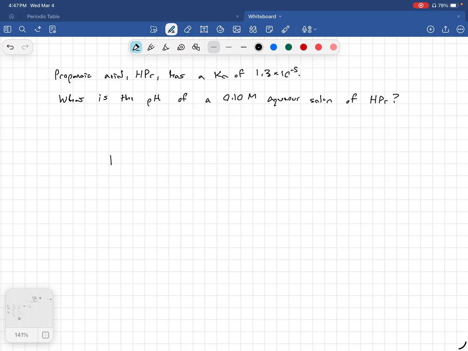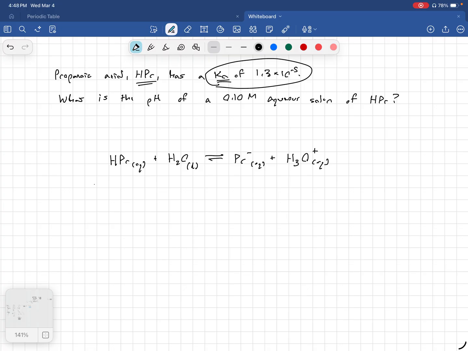So first, we got to write out our reaction. So HPr, aqueous. Now, this is an acid. We were given a Ka. It's written like an acid. So if this is an acid, then we are doing a Ka problem. And remember, Ka is acid plus water forms conjugate base, which would be Pr minus in this case, plus H3O plus. Okay, so ICE.